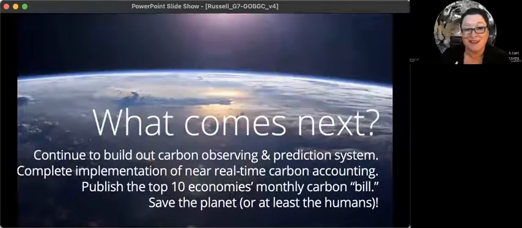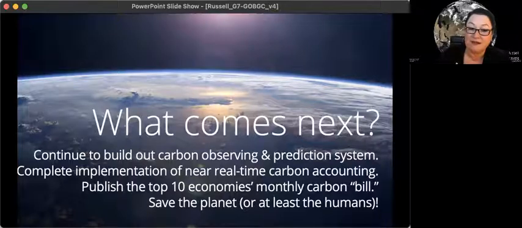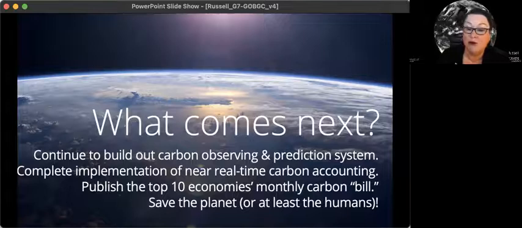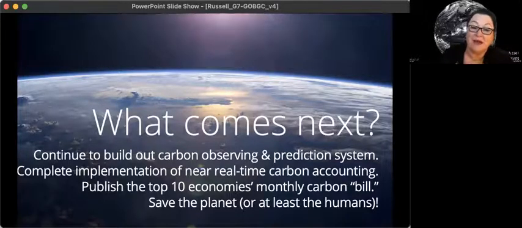So what comes next, I hope, is that we'll continue to build out this carbon observing and prediction system, complete the implementation of the near real-time carbon accounting, publish our top 10 economies' monthly carbon impact, and save the planet, or at least the humans.